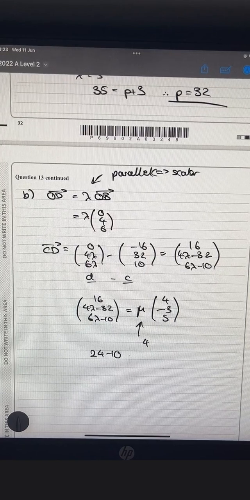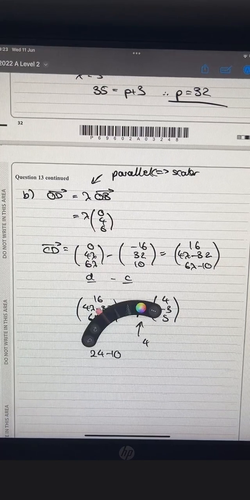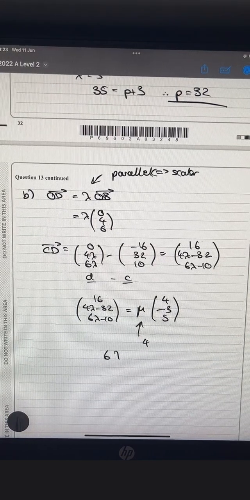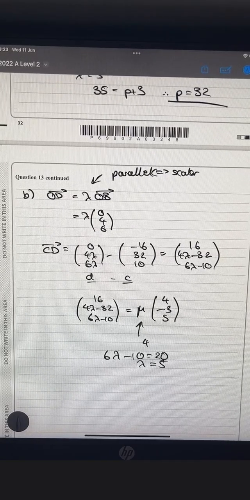Sorry, that's not 24. Make sure I use the correct Greek symbols. Hold up. So this would be 6 lambda minus 10 equals 20. So then lambda equals 5, because 10 plus 20 is 30, 30 divided by 6 is 5. All right, cool.